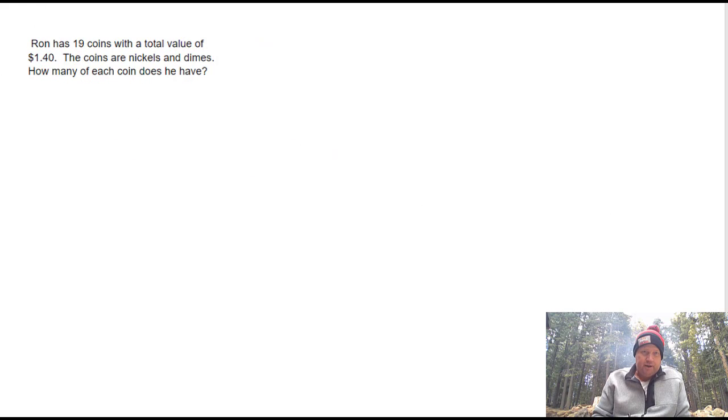All right, here we go with a coin problem. Seems like every systems of equations problem has these. Ron has 19 coins, and some of those are nickels, and some of those are dimes, and we're going to call nickels N, and we're going to call dimes D. And it says I have 19 of them, so I have an equation that says N plus D equals 19.